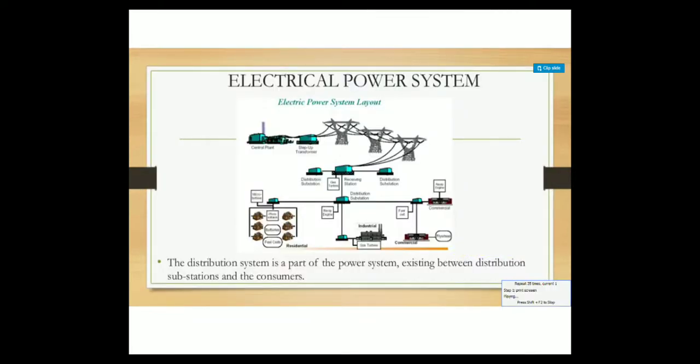This is the total electrical power system where the power will transfer from a substation to the distribution system, and how the power is generated. This is the overall view of an electrical power system layout which explains the power system transmission and distribution. Even there is a part of generation at this side.